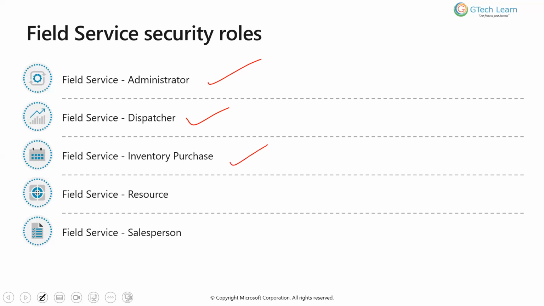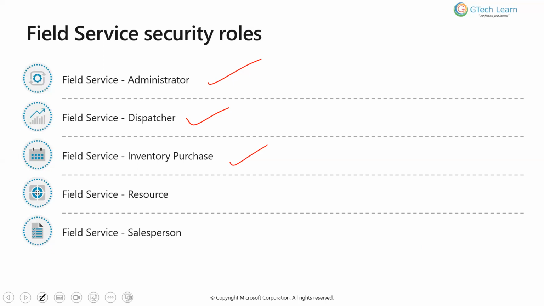Whenever I want some user to manage my inventory, where they need to take care of my products, complete the adjustments of the products, and also create purchase requisitions whenever required, and so on, in that situation we need to assign that person this inventory purchase role itself.